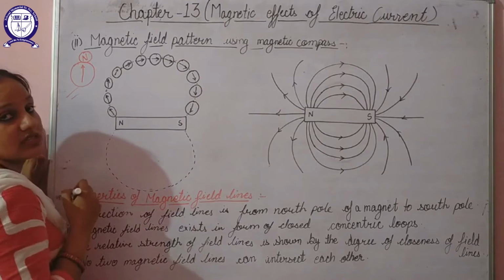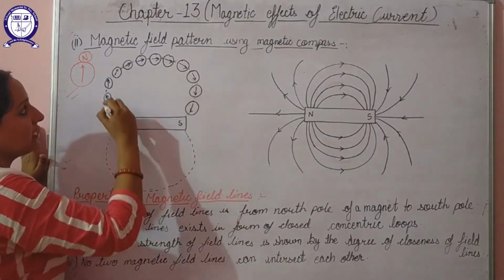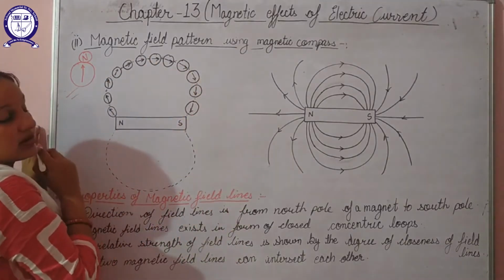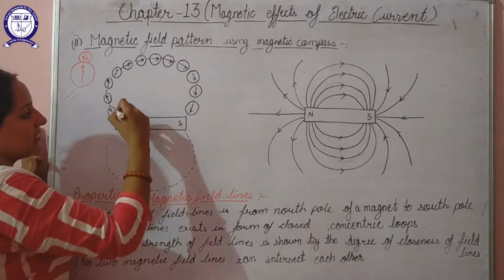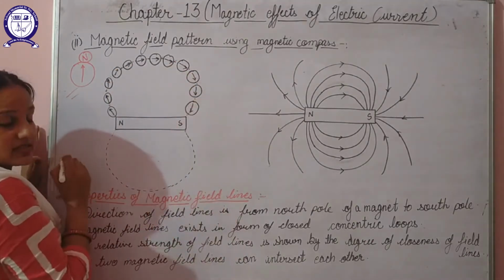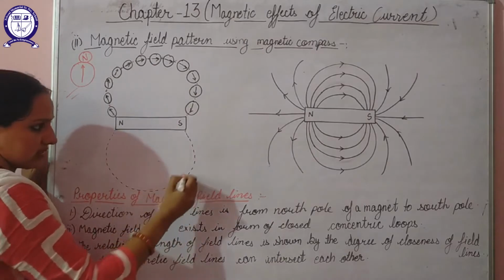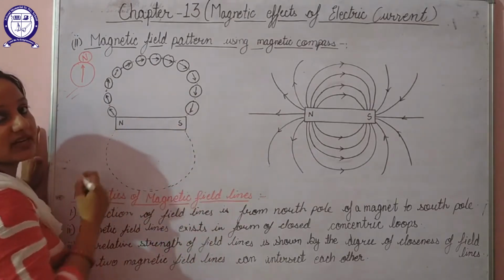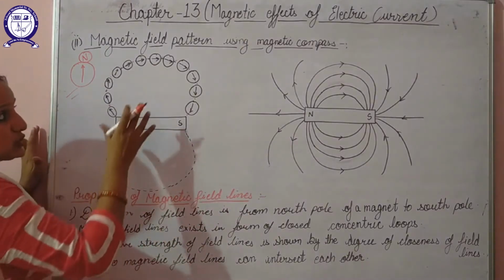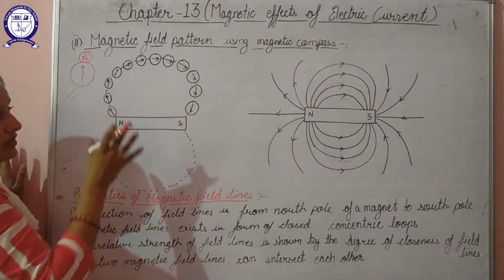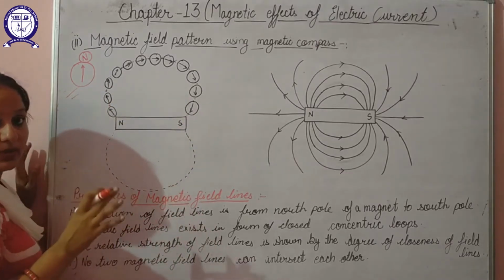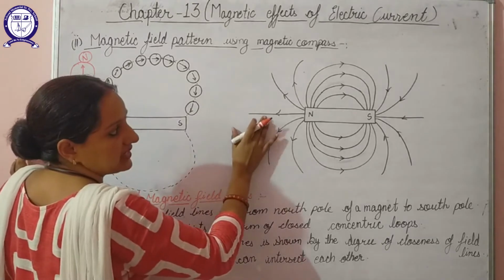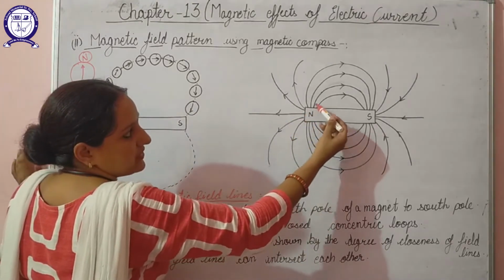When we remove this magnetic compass, we finally get a curve. Finally, we get a field line which is represented like this. In a similar way, we can plot this pattern also with the help of a magnetic compass. So this was just a method. If we plot the complete field pattern of a bar magnet, it will appear like this. That is the magnetic field lines.